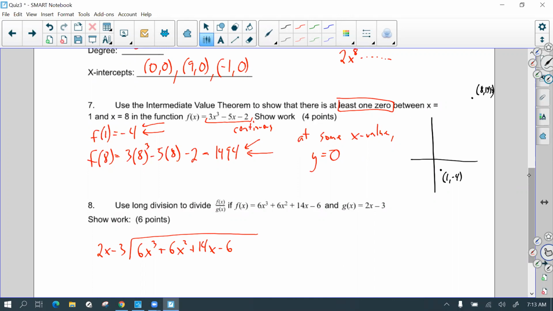And f is continuous. There's no way to get from that ordered pair to that ordered pair without crossing this line. And as soon as you cross that line, the y value is 0, which means you have a 0. So let's pretend, I don't know what this looks like. Let's say it looks something like this. Well, right there is an x-intercept. That is a 0. So the intermediate value theorem is guaranteeing that you're going to hit all the y values between 1,494 and -4.